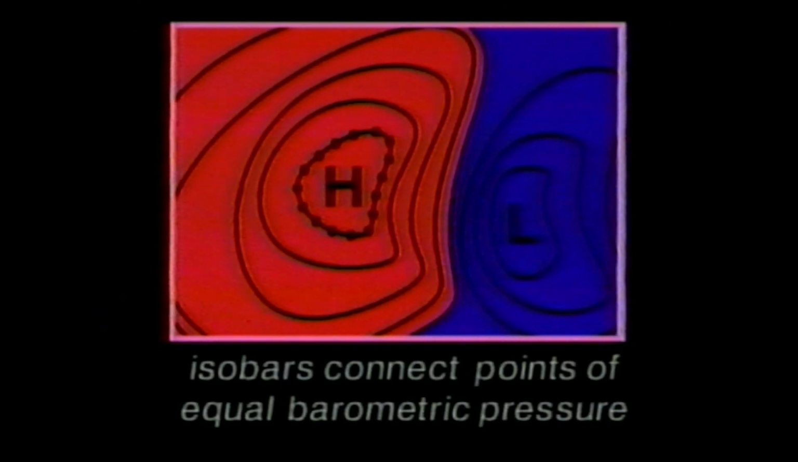We see here a representation of air pressure differences on the Earth's surface. These lines are called isobars. Iso means equal, so isobars connect points of equal barometric pressure in a similar way that contour lines on a topographical map connect points of equal elevation. The tendency is for the air to move directly from a high pressure area to a low.